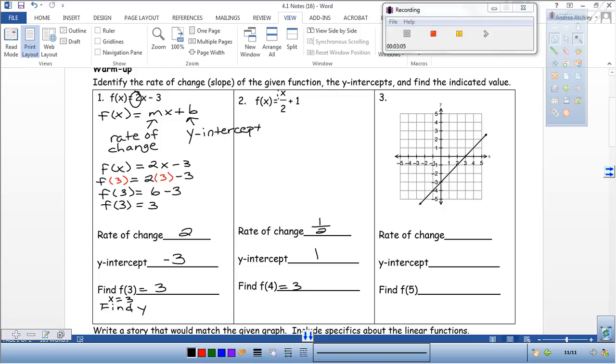Okay, the next one, we're going to find out some information just looking at the graph. Okay? Remember, the rate of change is just our rise over our run. So we're just going to find a point. It doesn't matter what point you start at. I'm going to start here, and let's see how far up and over I have to go. I went up 1 and to the right 1. So my rate of change is just 1 over 1, which is just 1. Any questions over that?